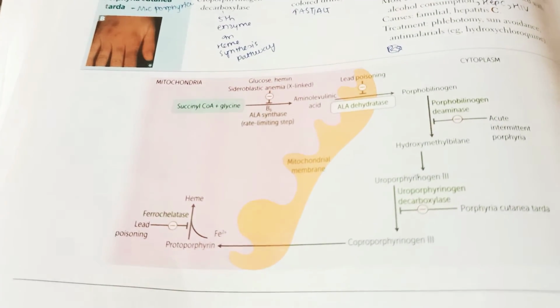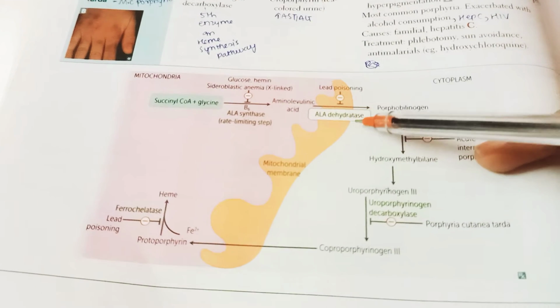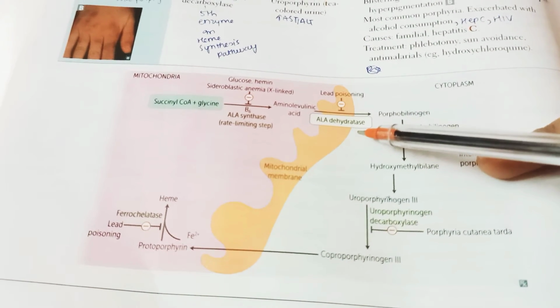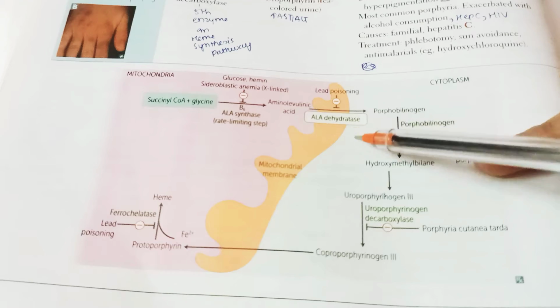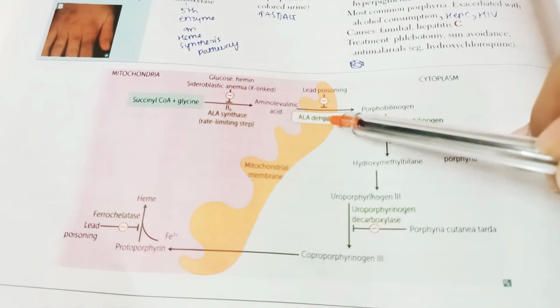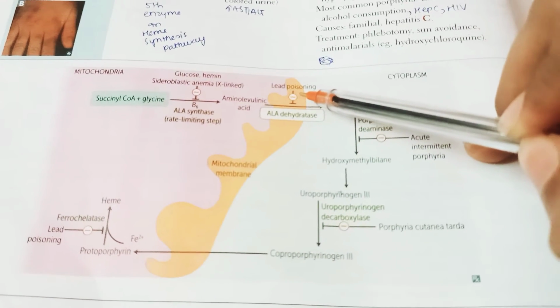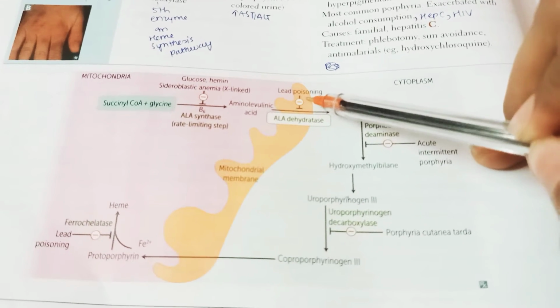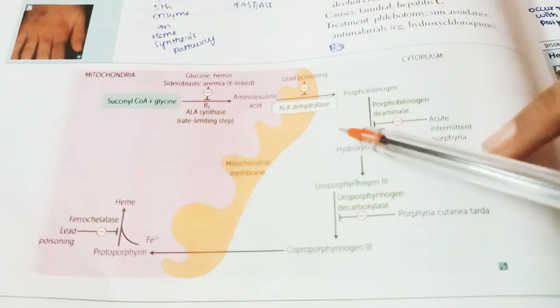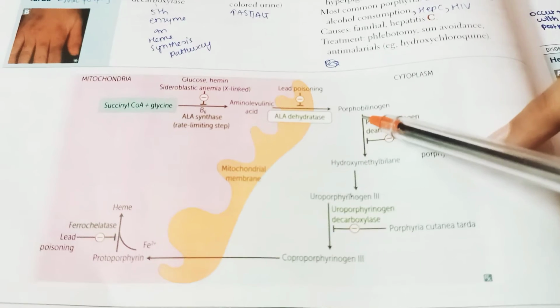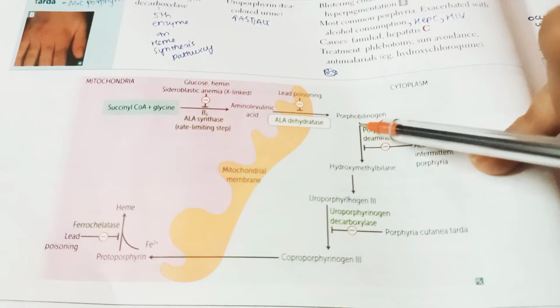So first thing is whenever there is inhibition of ALA dehydratase and inhibition of ferrochelatase, okay, when these both enzymes are inhibited, that is due to lead poisoning, and this will lead to accumulation of protoporphyrin because protoporphyrin levels will increase, and also ALA will increase in the blood. So actually it is causing microcytic anemia.